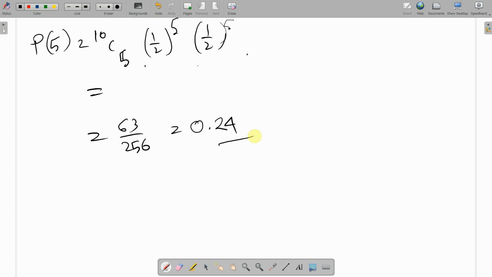Now using this binomial distribution I'll be finding out the mean, I'll be finding out the variance. That formula I'll be deriving.